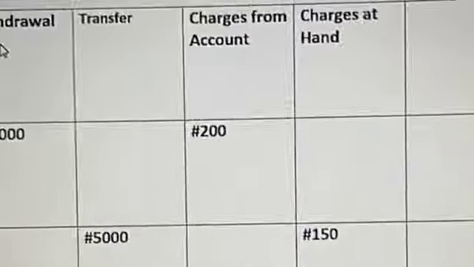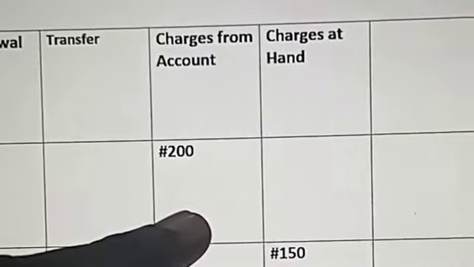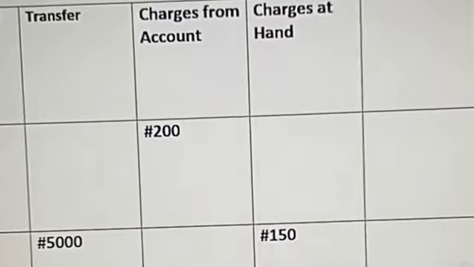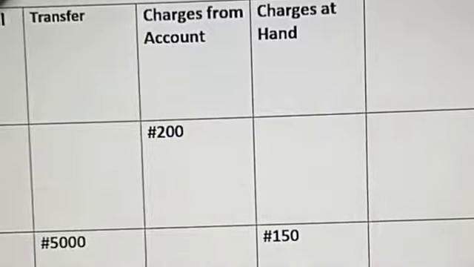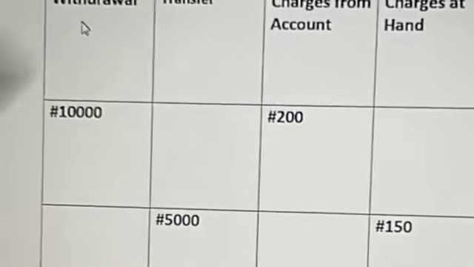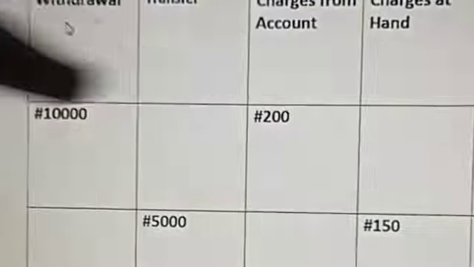Let's assume a customer comes to withdraw 10,000 naira, and you ask the customer whether you should charge from the account or the customer is going to pay the charges. Do you understand? When the customer is doing the withdrawal and says charge from the account, that means you are adding 200 to this 10,000 naira. That's very important.